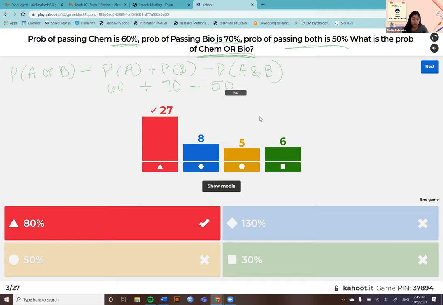So 60 plus 70 is 130. 130 minus 50 is going to give us the 80%. So the probability of passing chem or bio is going to be 80%. And that's it. If you have any questions, please put them in the chat, if you'd like me to go over it a different way. If not, we'll go ahead and clear it and then go on to the next one.